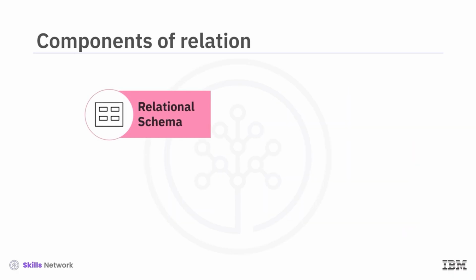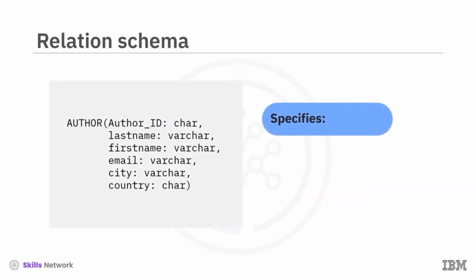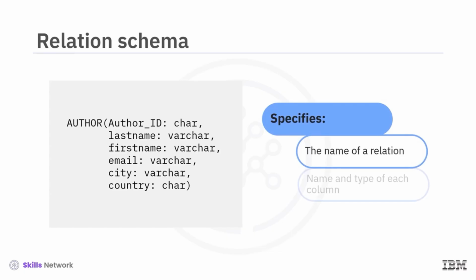A relation consists of two essential components: the relation schema, specifying the structure, and the relation instance, representing the actual data. A relation schema specifies the name of a relation and the name and type of each of the columns, which are the attributes. In this context, the entity author serves as an example.